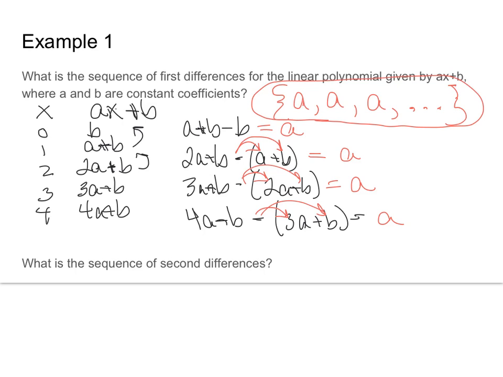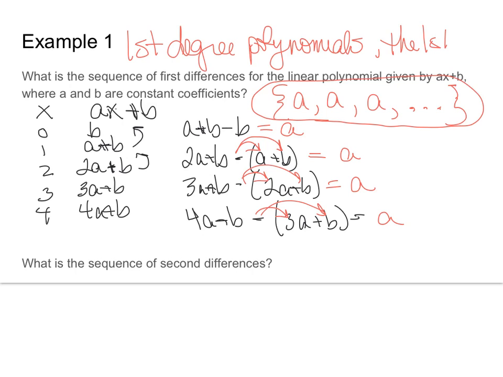Okay? For first degree polynomials, the first differences are constant. Giving you time to write this too. And equal to a. Makes sense.